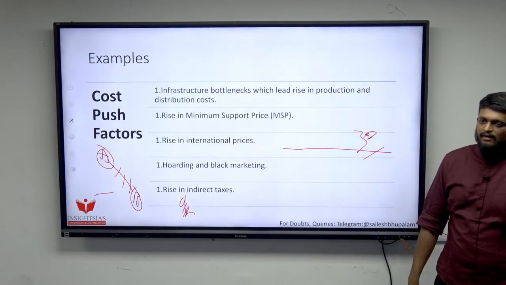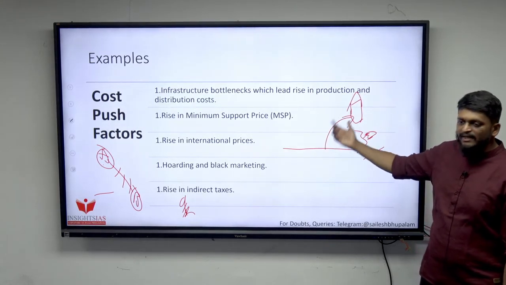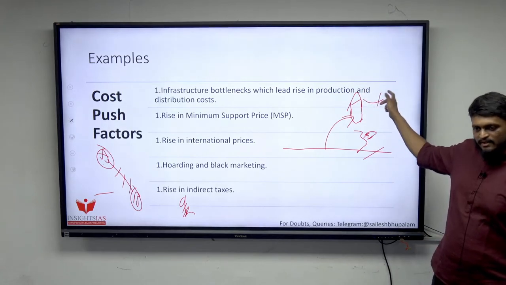If wheat is 30, then what about this? Imagine this Parle-G biscuit manufacturer is buying this wheat. He will get it at a costlier price. What happens to the biscuits?